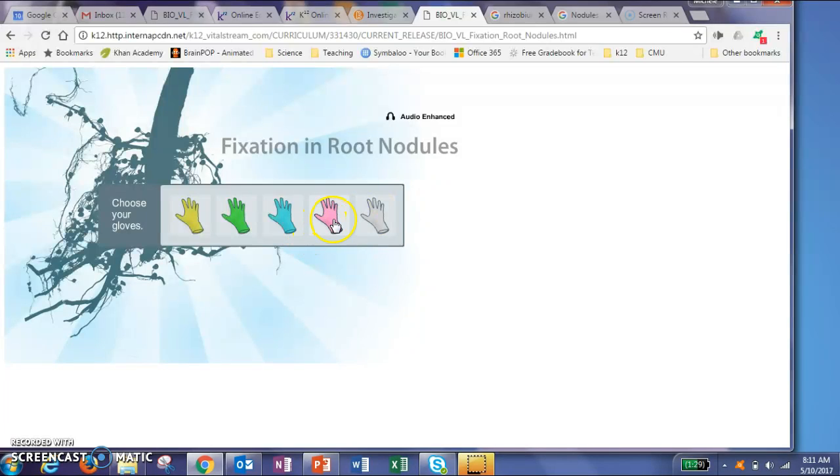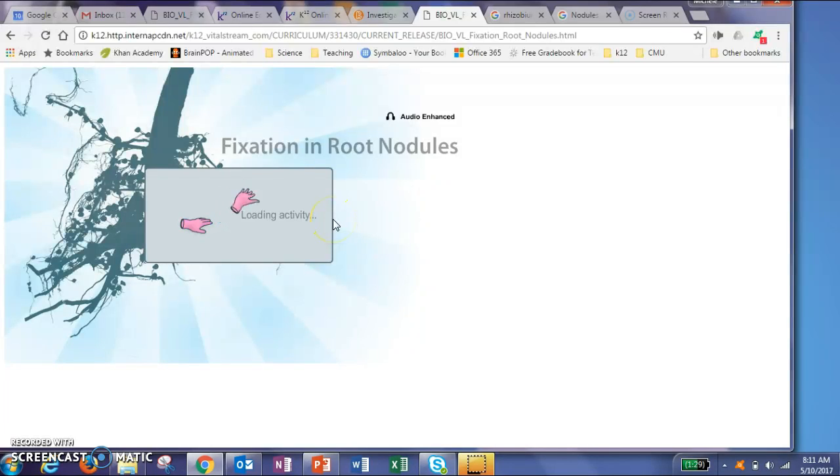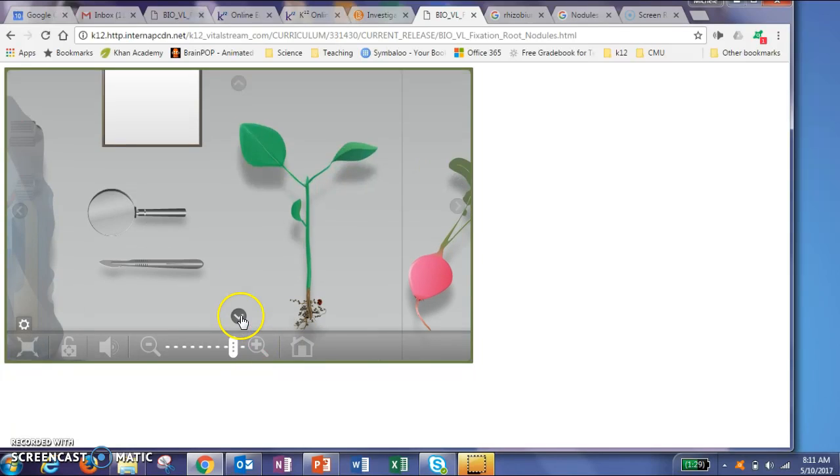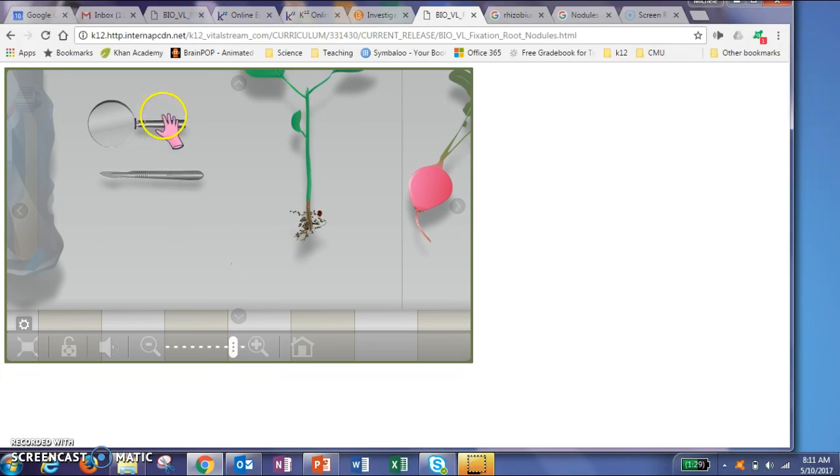First thing you want to do is pick your glove, and again with the virtual labs it doesn't matter which color. And I'm going to see something like that. The first thing I'm going to do is my part A, which is to inspect the bean and radish plant with the hand lens. So I'm going to click on the hand lens, pick it up. Oh, I'm going to put that back down, and I'm going to magnify my screen because I'm probably going to want a better view of that.